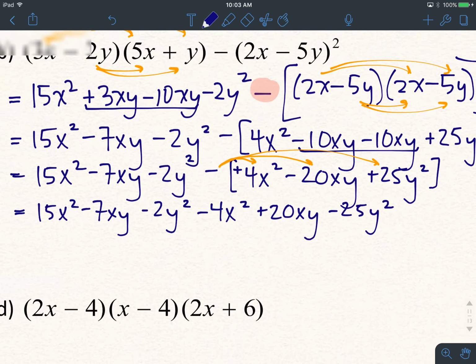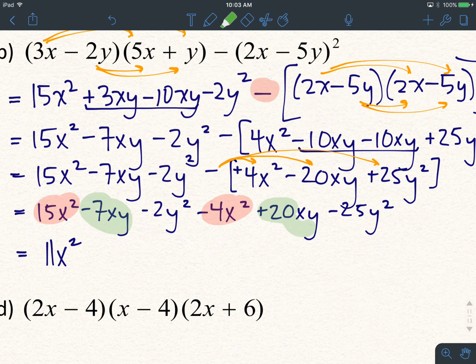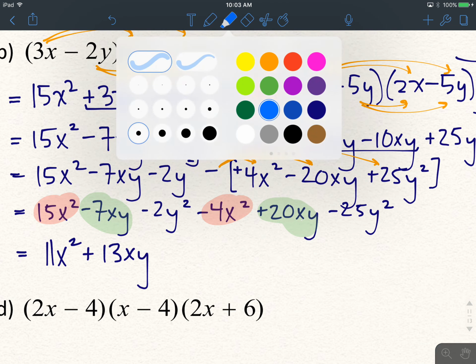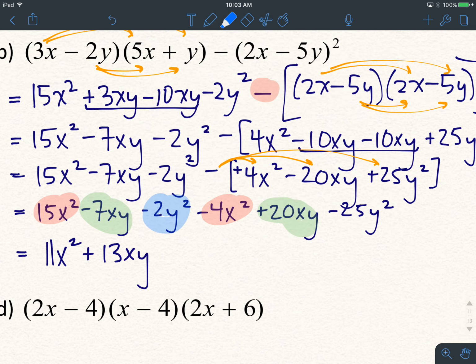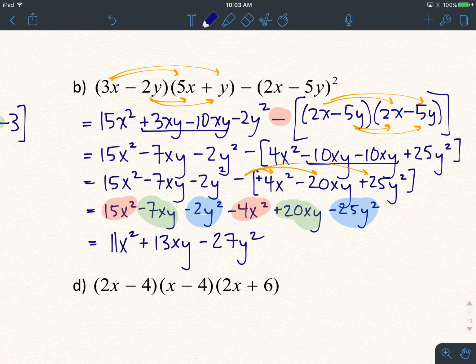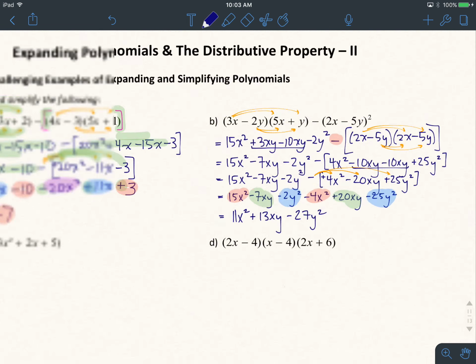And now we gather together the terms that are alike. We have 15x squared minus 4x squared, so that's going to give us 11x squared. We have, just changing up the colors, minus 7xy and plus 20xy, that's going to give us plus 13xy. And last but not least, we have minus 2y squared and minus 25y squared. That will give us minus 27y squared. Expanded and simplified. So we're doing all right here. Things are happening. It's looking good.